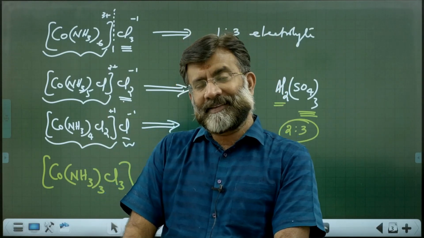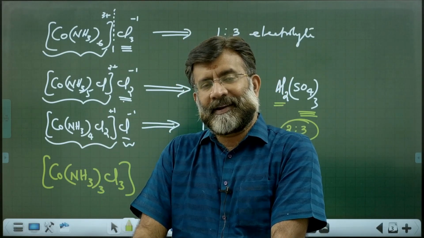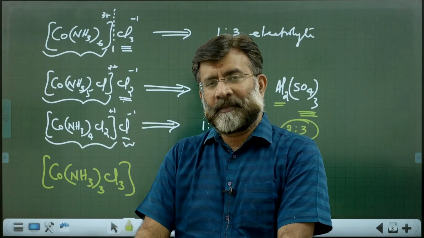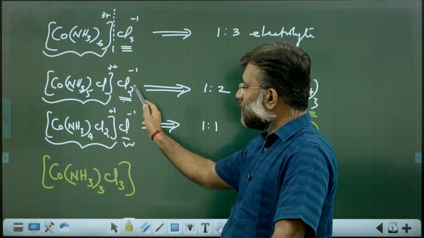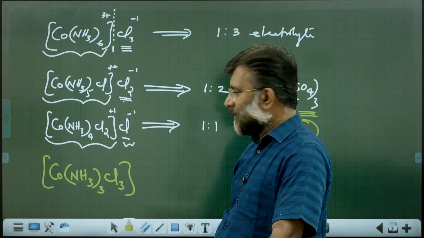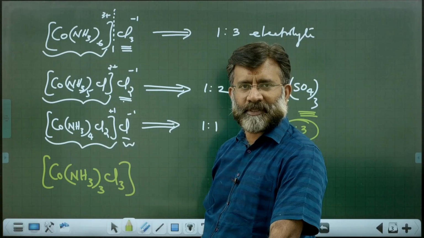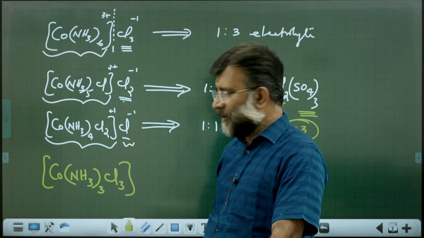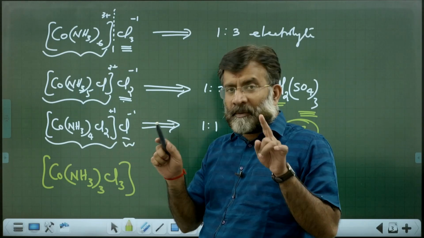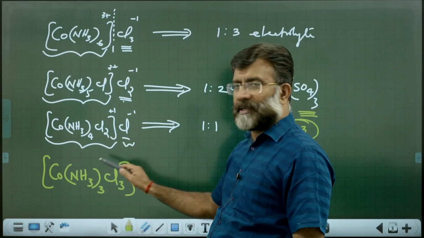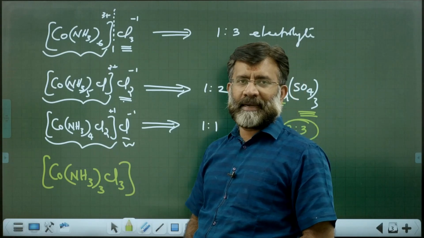And imagine that is treated with silver nitrate, what will happen? Here you get 3 mole AgCl precipitation. Here you get 2 mole AgCl precipitation. Here you get 1 mole AgCl precipitation per mole of the compound. What about here? You don't get AgCl precipitation because the entire chlorine is inside the coordination entity.